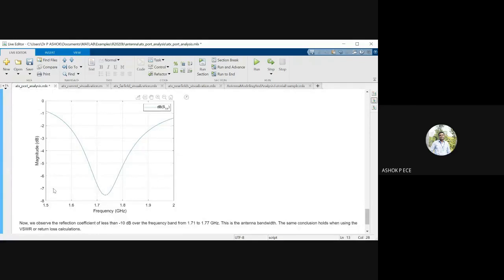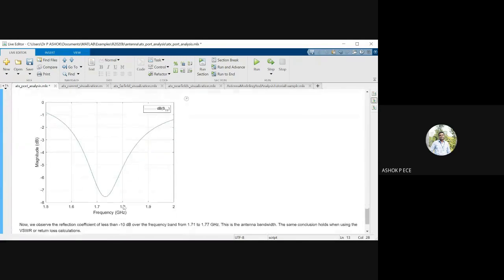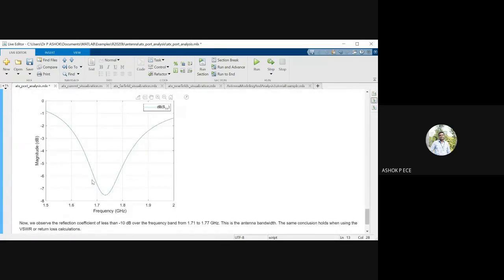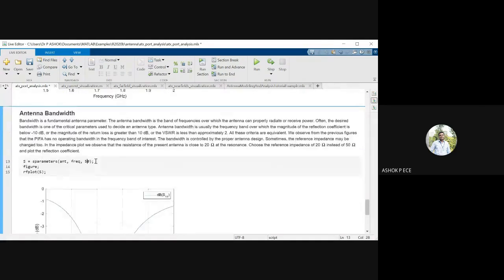Bandwidth, on use it is -7. So the minimum value is say -7.5, and -7.5 minus of -3 is -4.5. When you draw a line, you get a wide bandwidth. Since we are having 20 as the impedance, we have to give the impedance that you are going to match.